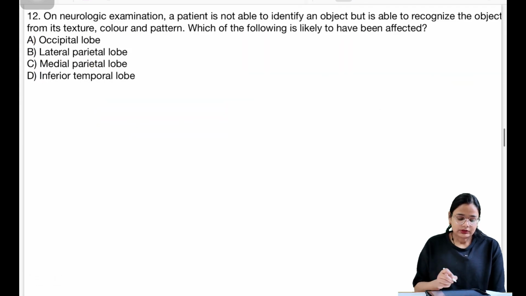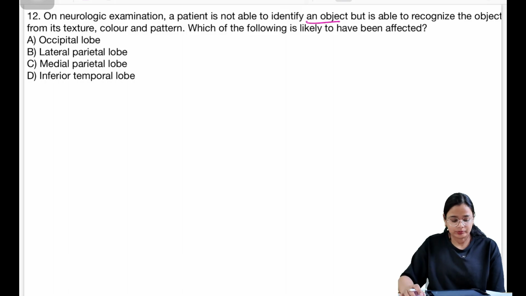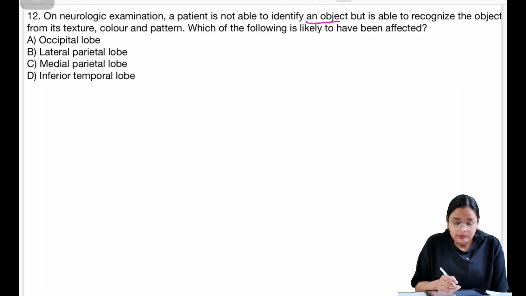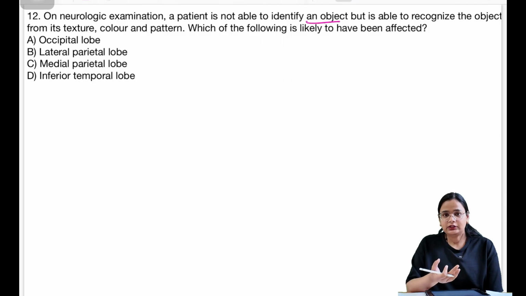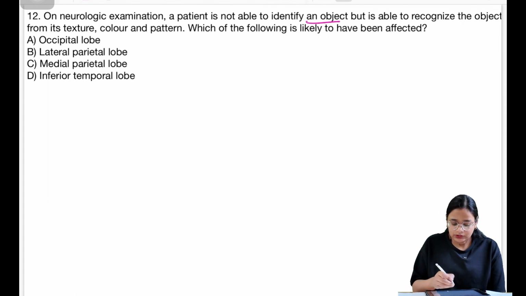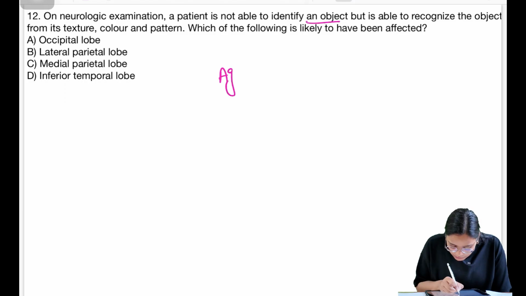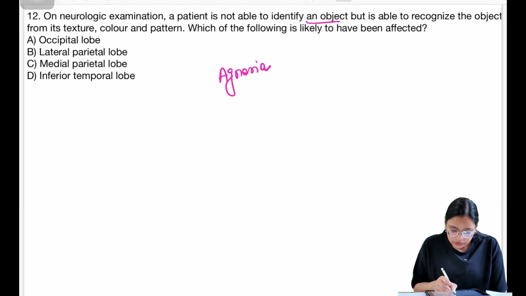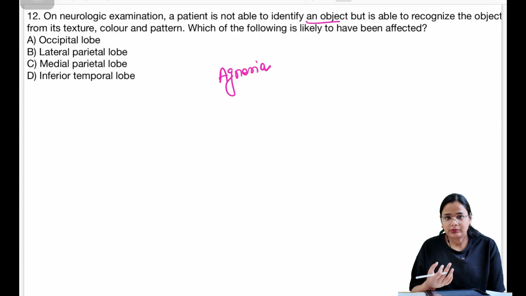Well, the 12th question is on neurological examination. A patient is not able to identify an object but is able to recognize the object from its texture, color and pattern. What is the likely defect? Where is the likely defect? When we are not able to visually identify an object, but we can recognize the same object from its texture, color, pattern, this condition is known as agnosia. Inability to identify an object visually, but identifiable by all these, is called agnosia.